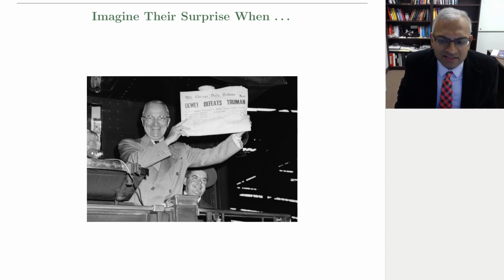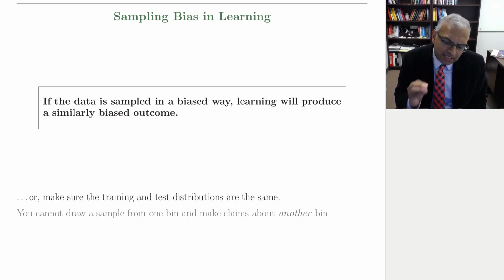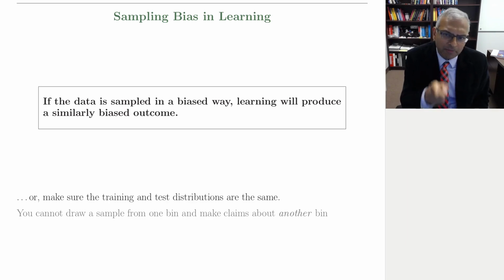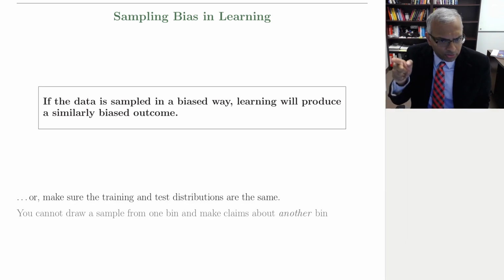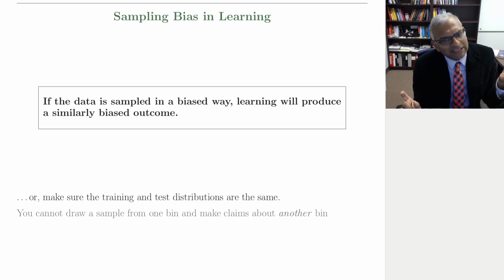So now let's summarize this into a principle. I'll just read the principle. If the data is sampled in a biased way, so now we're talking about how you get your data for learning, the learning will produce a similarly biased outcome, and we have no idea what the true out-of-sample error might be.